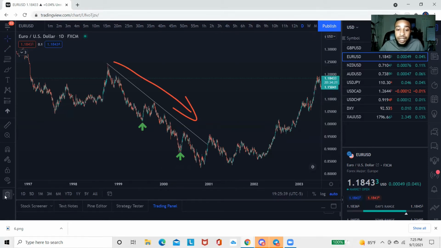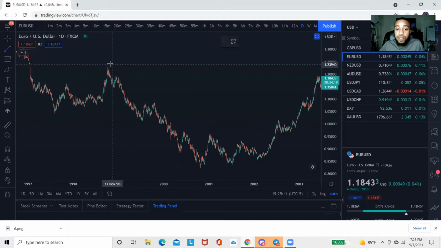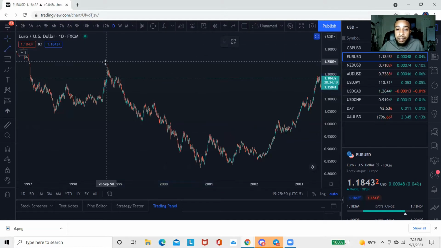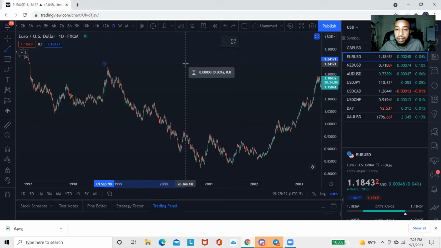Now, how are you actually able to identify a downtrend? Whenever the market creates a peak high, as you see indicated right here, notice how the market created this peak high. Notice how the market created this peak high right here.